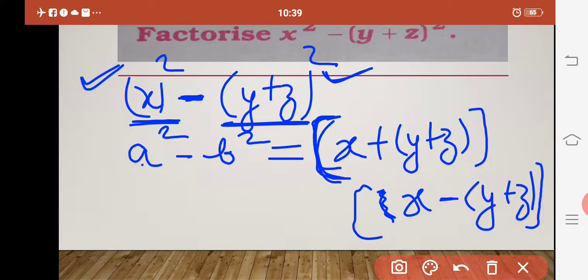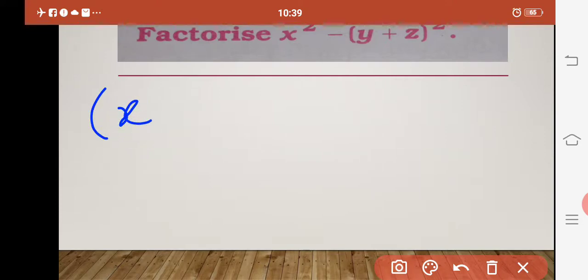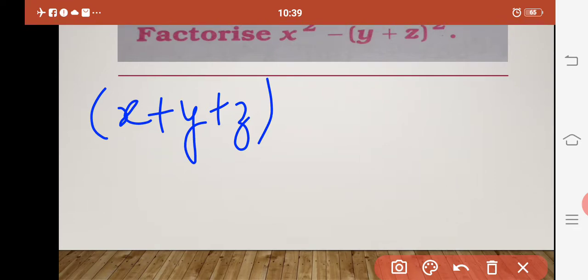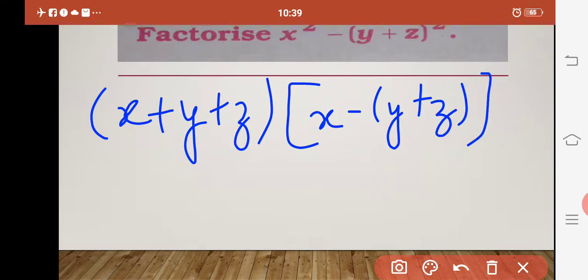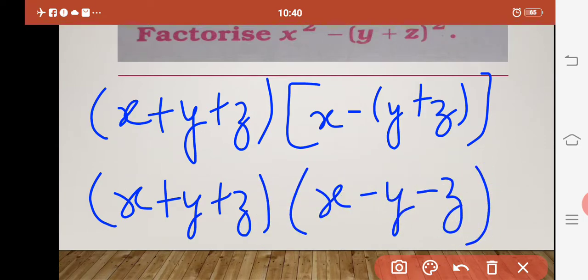So x plus (y plus z) and x minus (y plus z) are the factors of x square minus (y plus z) square. We can further write it as x plus y plus z, and the other factor, x minus (y plus z), can be further written as x minus y minus z. We have just opened this bracket. Is that clear?